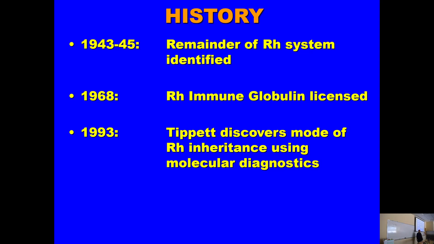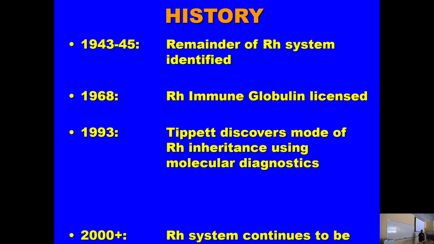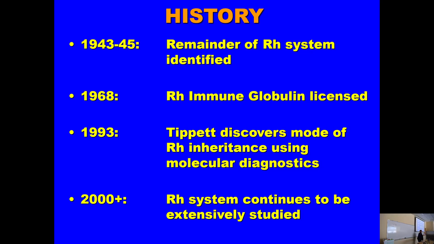1993, Tippett discovers the mode of Rh inheritance using molecular diagnostics. Remember I talked about molecular teaching us so many things as we moved along? So it took until 93 that we actually figured this out. And this is really early molecular days. 2000 on through now, Rh system continues to be extensively studied because it is so serious, causes so many problems. We keep finding more rare antigens out there that we didn't know existed. So we just keep studying it because it has a lot to do with the problems we have in blood bank.